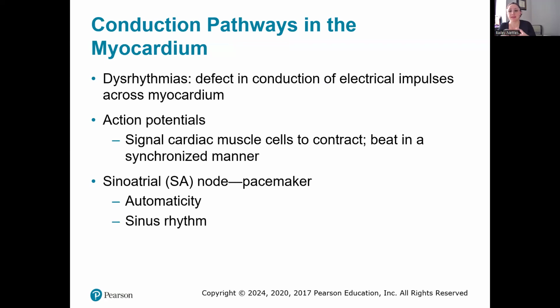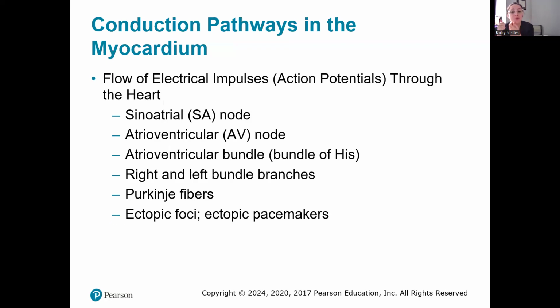All right. So dysrhythmias, a defect in conduction of the impulses. So the action potential is the signal that makes the cardiac cells contract, and it's the beat. The SA node, as we remember, is the pacemaker. It controls automaticity, and it controls sinus rhythm, which is what we want. That's a good rhythm. Normal sinus rhythm is good. That is what we want. Okay. So this is just an A&P review: we have our SA to our AV, bundle of His, and the right and left bundle branches, the Purkinje fibers. That is how it works.